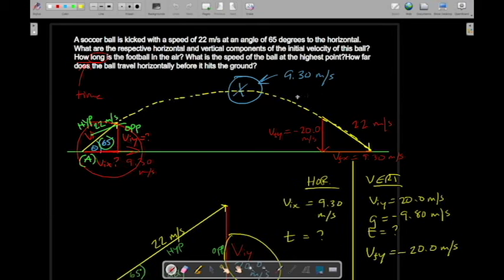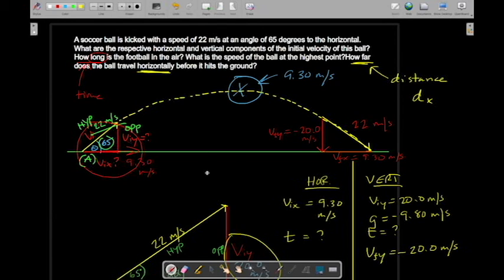Okay, the next part of the question is asking how far does the ball travel horizontally before it hits the ground? And so in our question, the key words to look for are how far, that's distance, and horizontal. So we're looking at horizontal distance, also known as our d sub x.